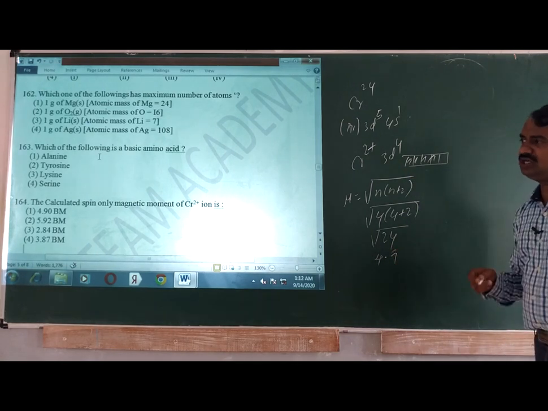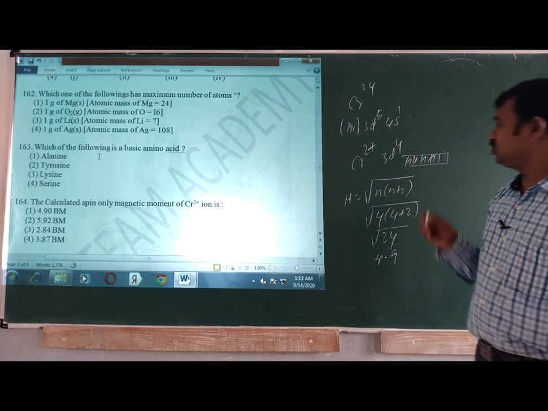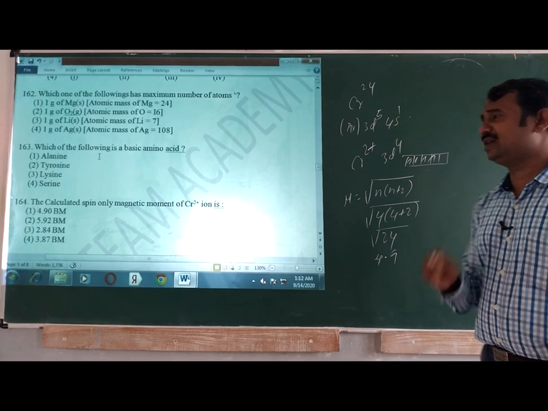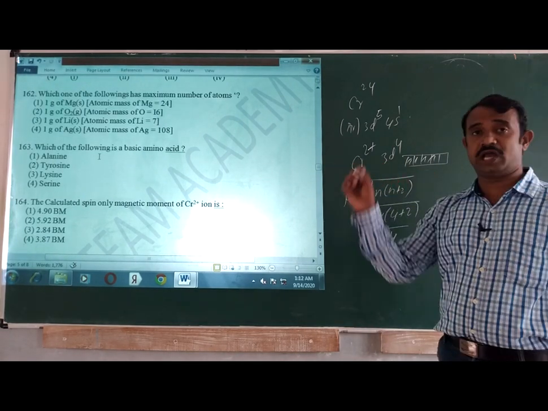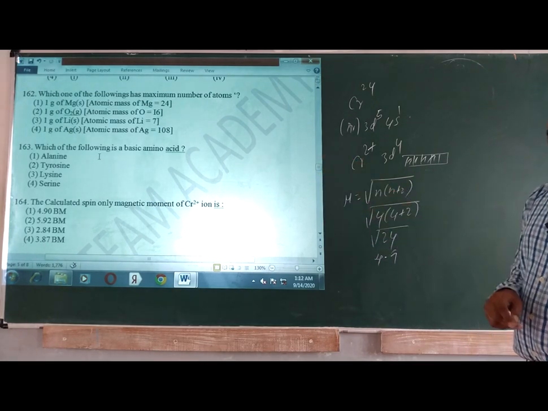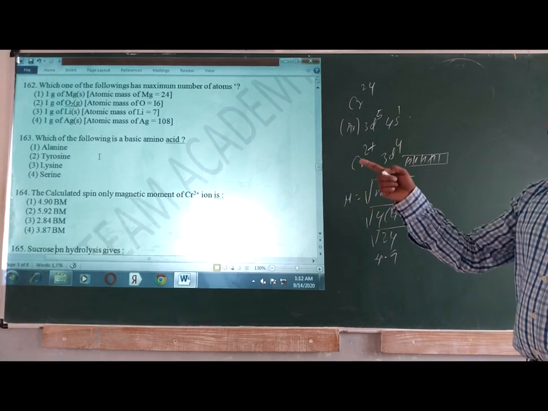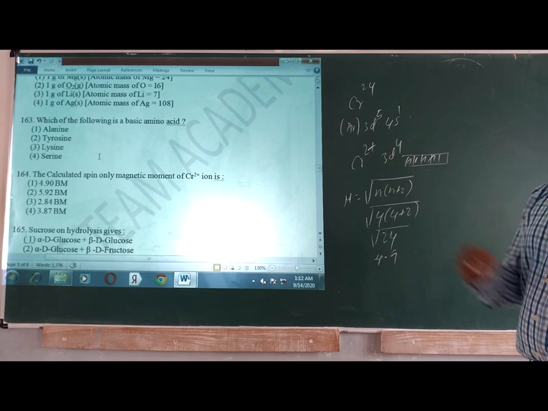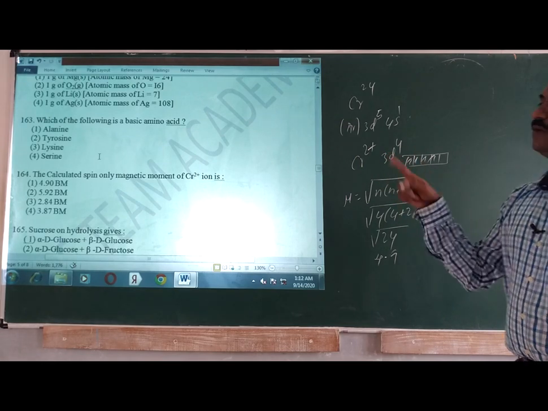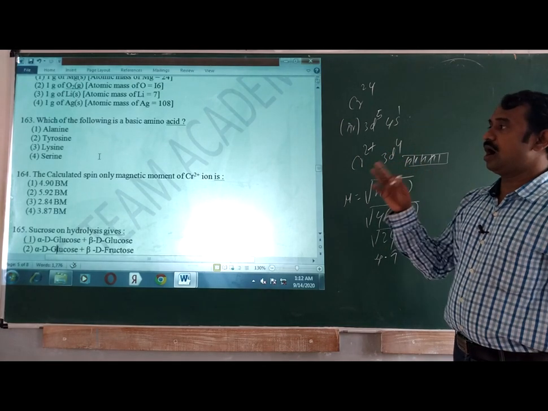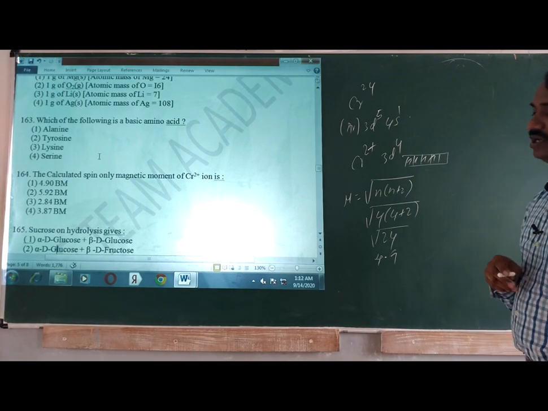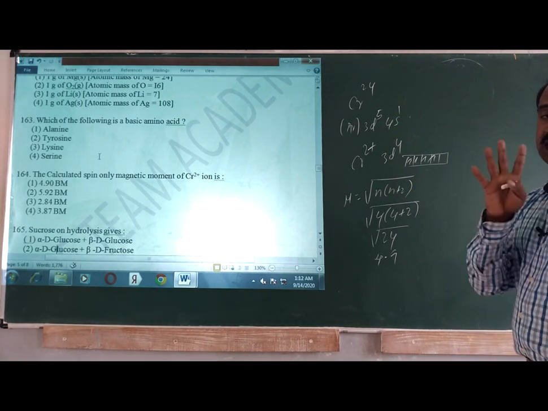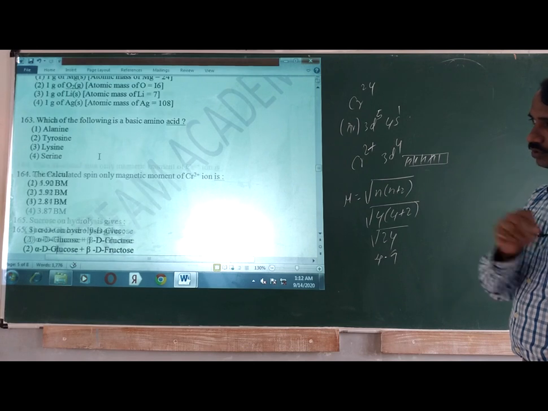Option is 4.9. You should remember that the number of unpaired electrons decides the value, so 4.9 is the correct answer. 5.9 means root 35, 2.84 means root 8, 3.87 means root 15. Answer is 4.9 when the number of unpaired electrons is 4. Okay, next one.